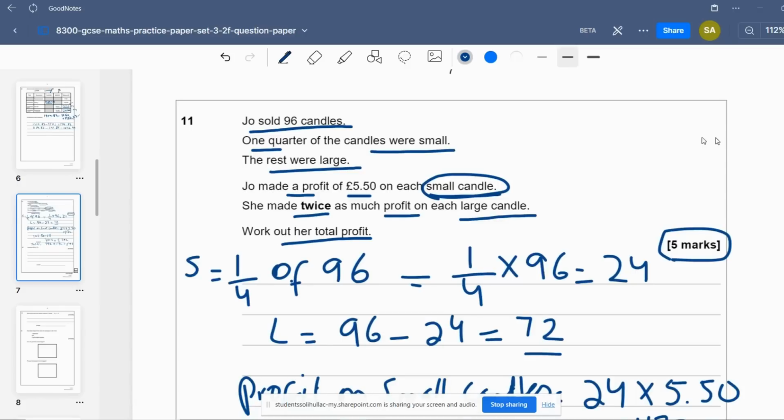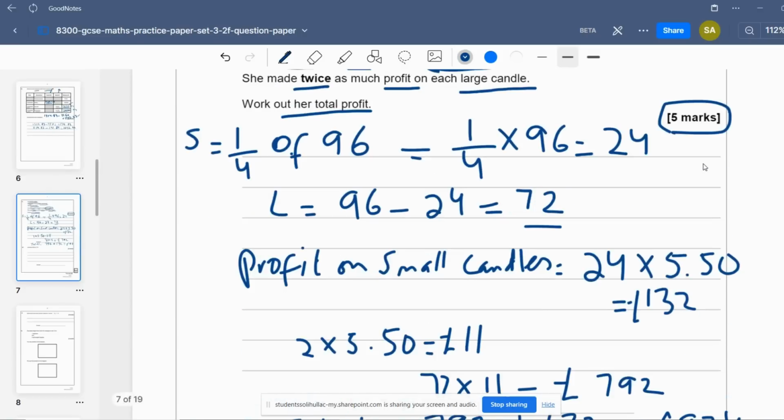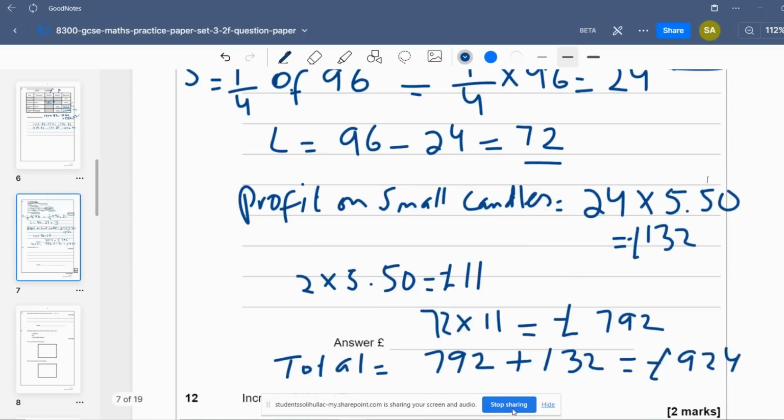If you look at this one, it's a very big question, a 5 marks question, but you need to follow the strategy. You need to try to change each sentence into maths, and then work it out in a systematic way. Then hopefully you will be able to get maximum marks.